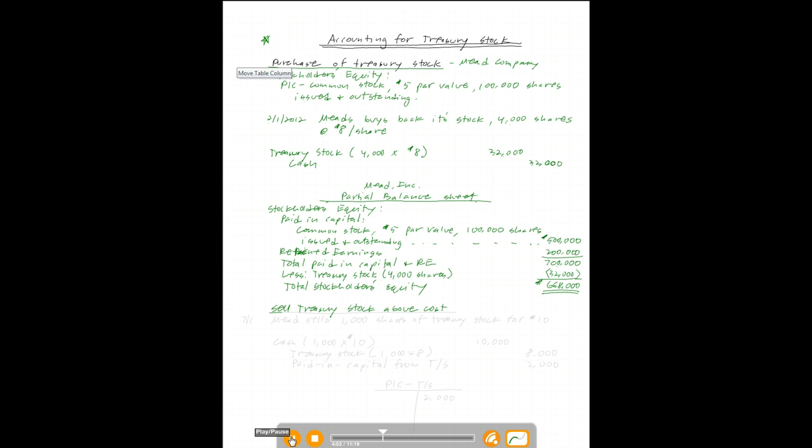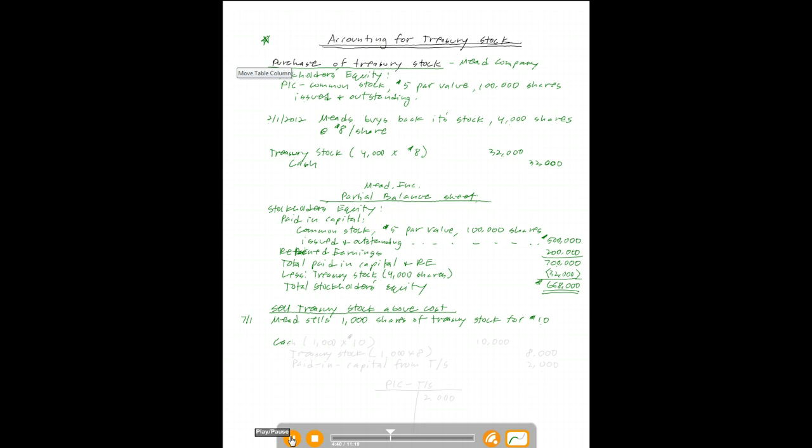Okay, the next issue that we're going to look at is selling the treasury stock. Now you can sell it above or below cost, meaning more than $8, which is what you paid, or less than $8. So let's look at the first scenario where we sell it for more than $8. Let's say on July 1st, Mead sells 1,000 shares of treasury stock for $10. Okay, now they bought 4,000, so they're just selling 1,000 of them. They're still going to have 3,000 left.